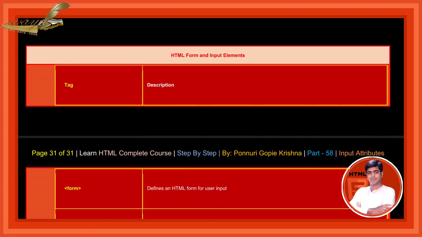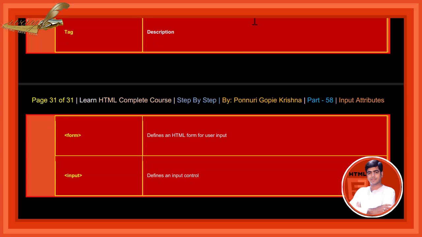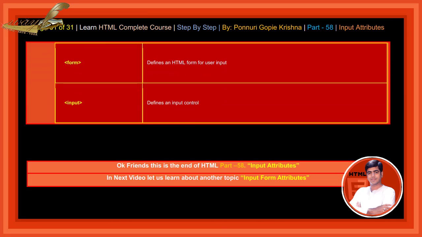HTML form and input elements. Form defines an HTML form for user input. Input defines an input control. Okay friends, this is the end of HTML part 58, input attributes. In the next video, let us learn about another topic, input form attributes.